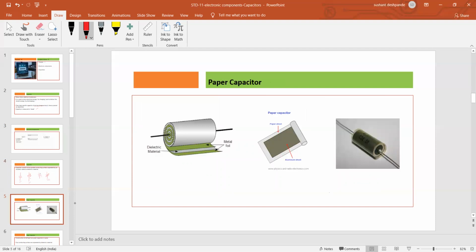So first is the paper capacitor. A paper capacitor is like this. It contains two metal foils, and between the two metal foils there is a dielectric material, and it gets rolled, and the leads are connected to these two metal plates. So the construction is like a paper foil, and it gets rolled, and between the two metal foils there will be a dielectric.